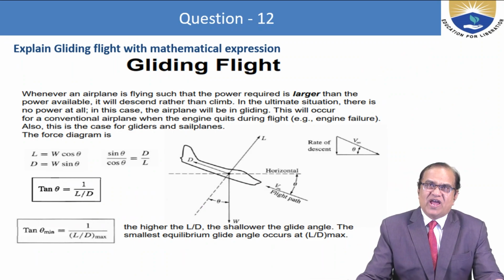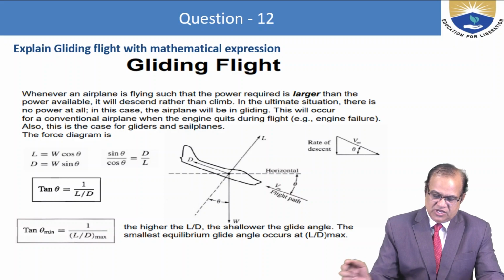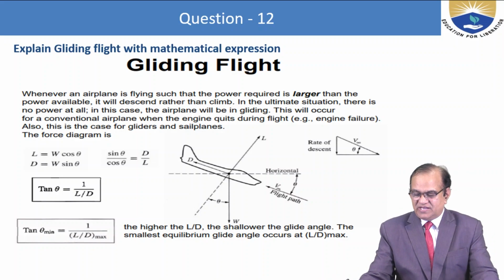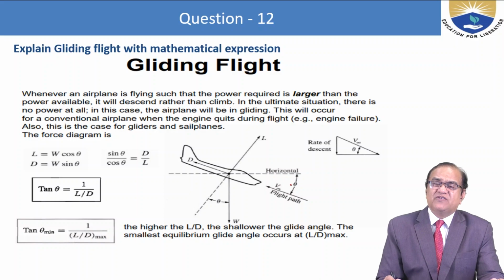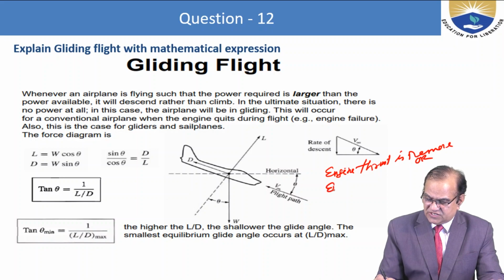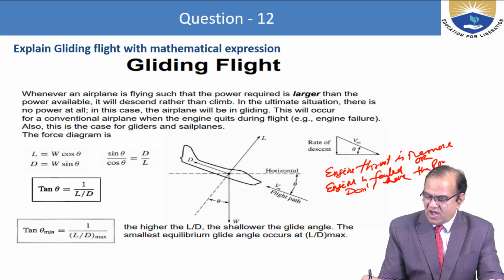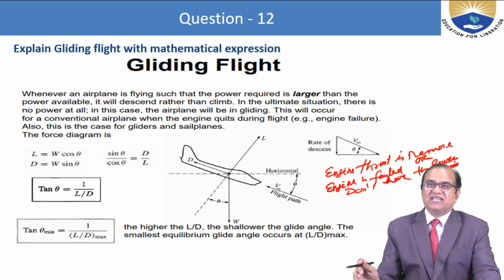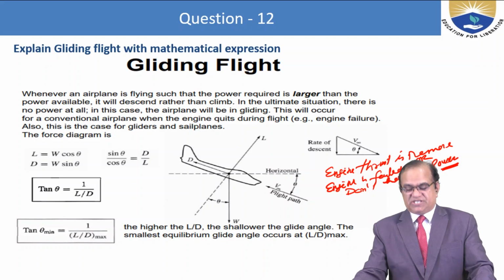Explain gliding flight with mathematical expression. So what is the gliding flight? In the gliding flight we don't have the engine. Engine thrust is removed, or the engine has failed, so we don't have the power. Then it is called gliding. For practice we use this type of motion.